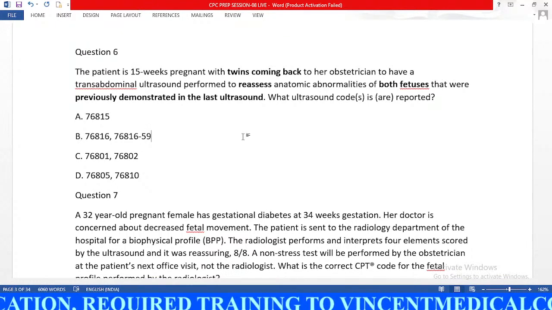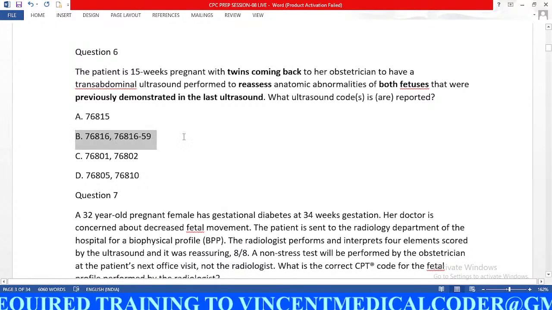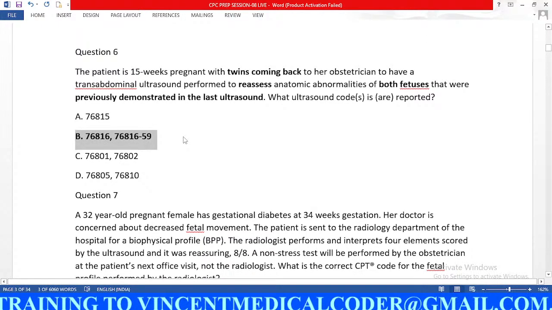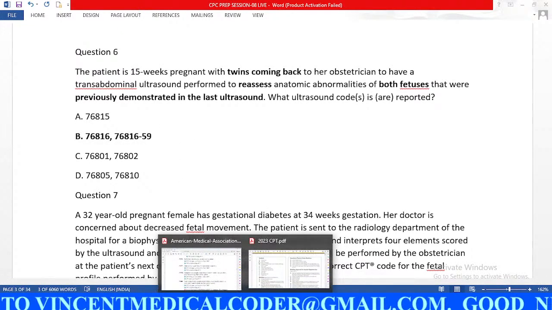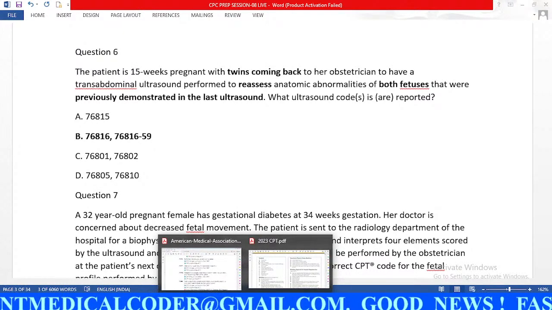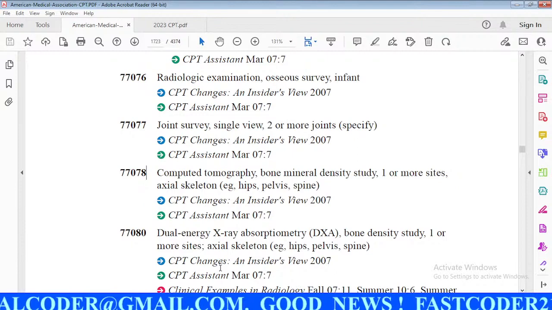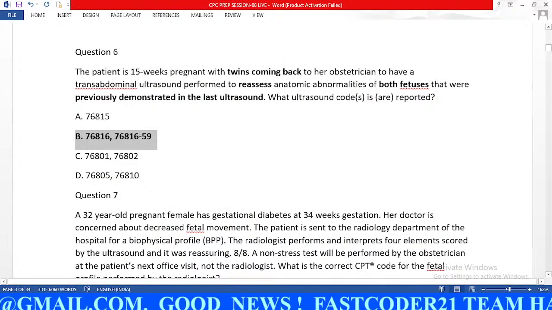So basically most of the guys wrote the correct answer. Here our answer is 76816, with modifier 59 for pair. We will check 76816. Yes, Rohit, that is the approach. What is this 76816?